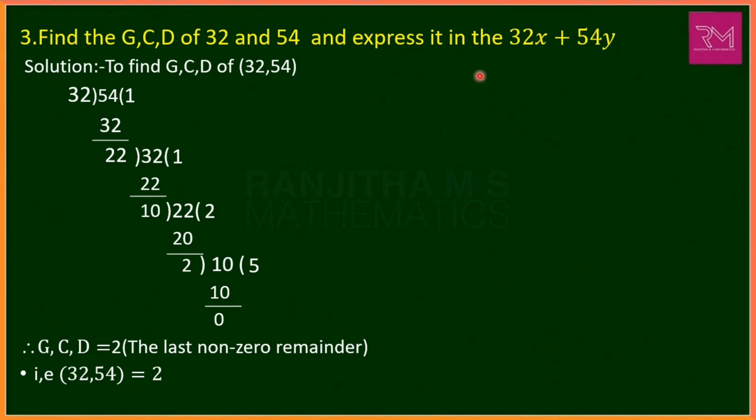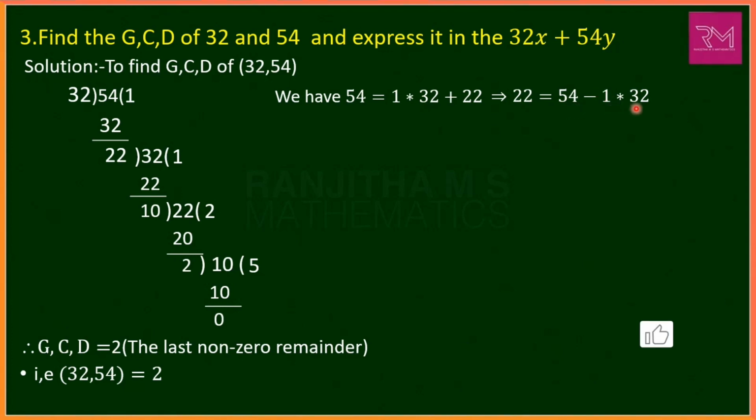Once you obtain the GCD, we have to express it in the form of 32x plus 54y. For that, we have to apply the division algorithm method. Here the dividend is 54, divisor is 32, quotient is 1 and the remainder is 22. So dividend equals divisor into quotient plus remainder, that is 54 equals 1 into 32 plus 22, or we can take 22 equals 54 minus 1 into 32. Call this equation number 1.